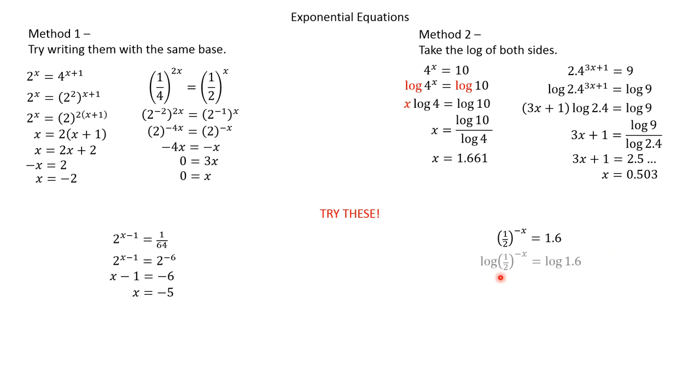How about over here? Take the log of both sides. So we got log of 1/2 to the negative x equals log 1.6. The negative x can come out front. We can divide by log 1/2. And this is just a number. Do it in your calculator. Log 1.6, enter. Divide by log 0.5, enter. To get negative x equals negative 0.678. And then multiply by negative 1. x equals 0.678. So those would be exponential equations.